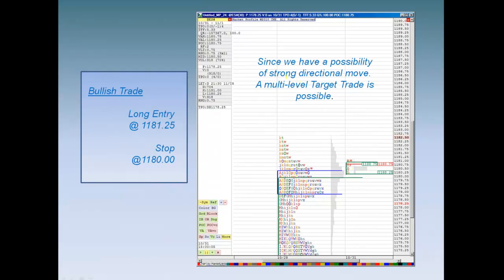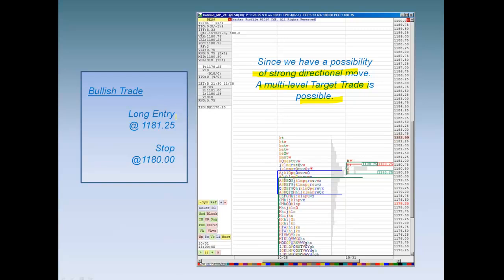Since we have a possibility of a strong directional move, a multi-level target trade is possible. Whenever you have these potential explosive or large moves in the market, this is when you should begin thinking about multiple targets rather than just one single target. If in fact our trade was going to be confined into a limited value area, or we saw that we weren't going to have this tremendous move, then I may be inclined to use a single target.